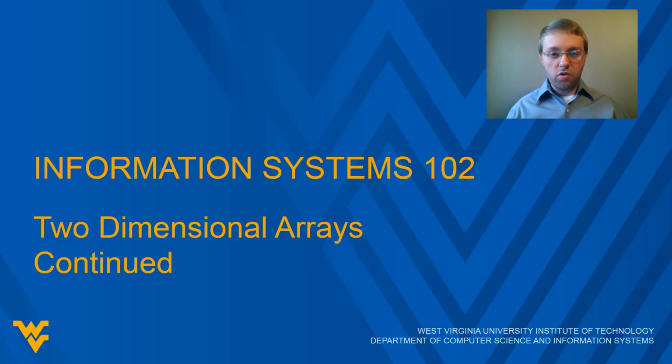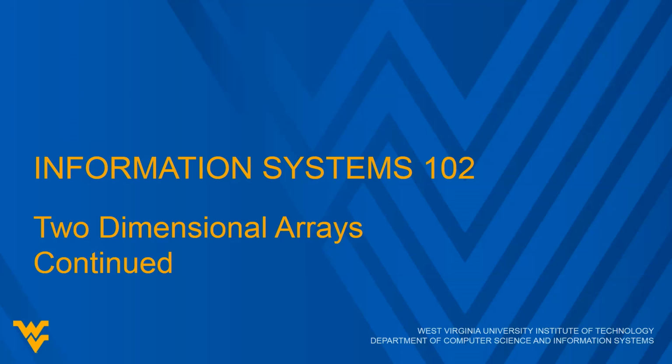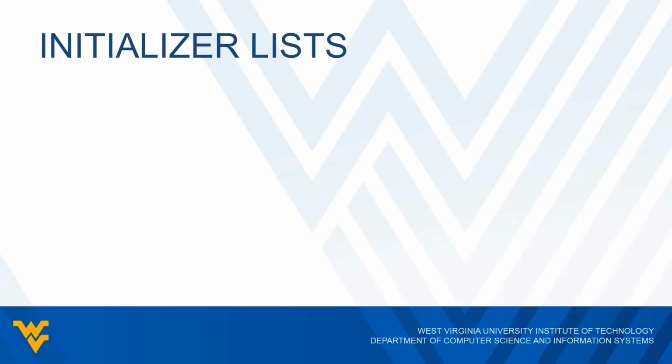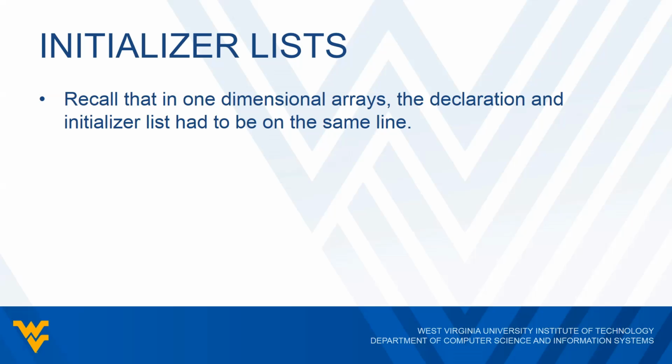In this lecture, we will continue our discussion on two-dimensional arrays. If you remember from one-dimensional arrays, when we were dealing with initializer lists, both the declaration statement and the initializer list had to be on the same line. There was no way around it. We couldn't have the declaration done on one line and then do the initialization on the second line. We had to put everything onto one line.